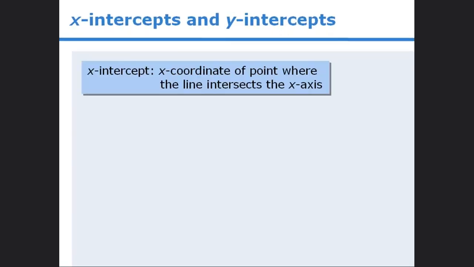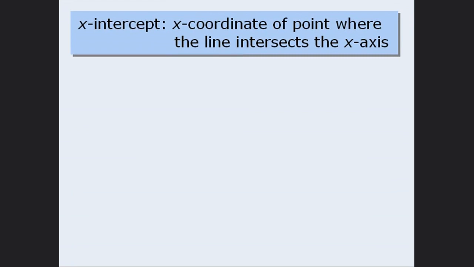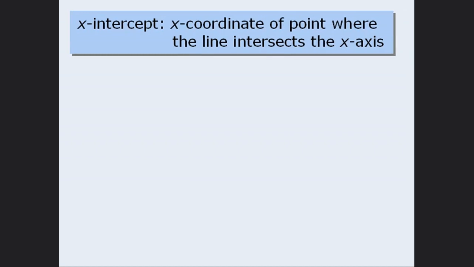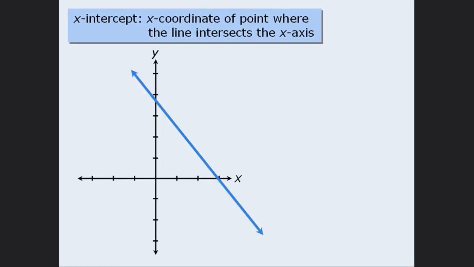We will begin with x-intercepts. The x-intercept of a line is defined as the x-coordinate of the point where the line intersects the x-axis. So for example, this line crosses the x-axis right here at the point (3, 0). So the x-intercept of this line is 3. Now as an aside, please observe that the y-coordinate at the x-intercept is 0. We're going to apply this property shortly.